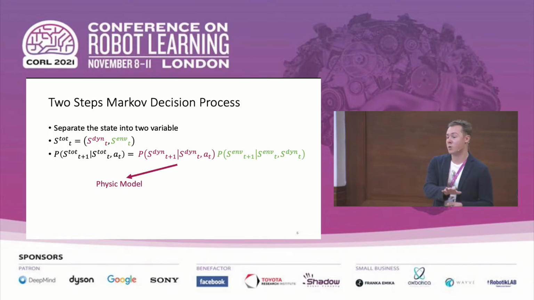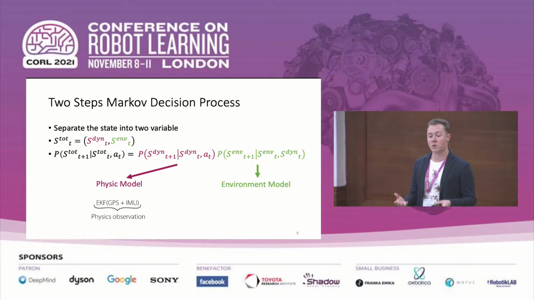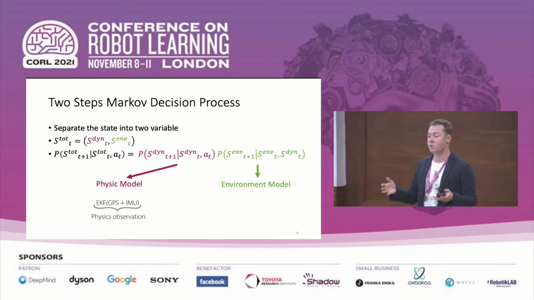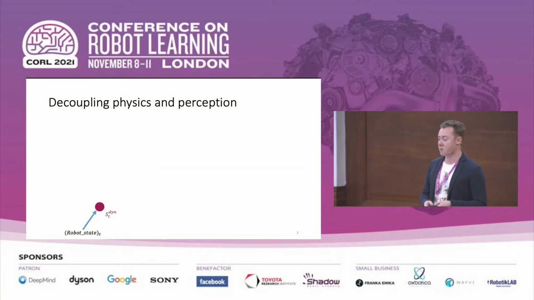So in this case, we have a physical model on one side, and on the other side, we have an environment model. And the way we actually give inputs to these models for the physics is that we have a GPS and an IMU, and we fuse all that using an EKF, and that gives us our observation for the physical system. And then for the environment, we use a LiDAR or a projection of a LiDAR, and that gives us the observation input for our system. And so in doing so, basically what we do is we decouple perception from dynamics.